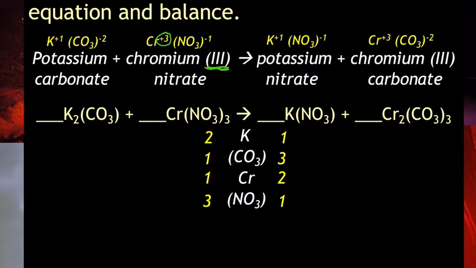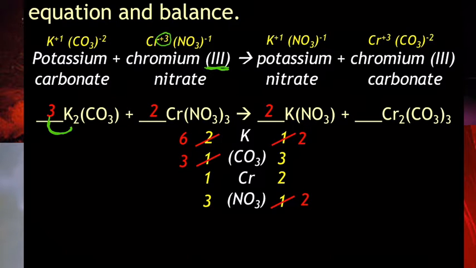So to start, we're going to look at potassium. We're going to go ahead and put a 2 on the right side of the equation. That fixes potassium, and it also changes nitrate. So next up, we are going to fix carbonate by putting a 3 on the left side of the equation. But of course, that also affects potassium. We now have 6 total potassium on the left side of the equation.